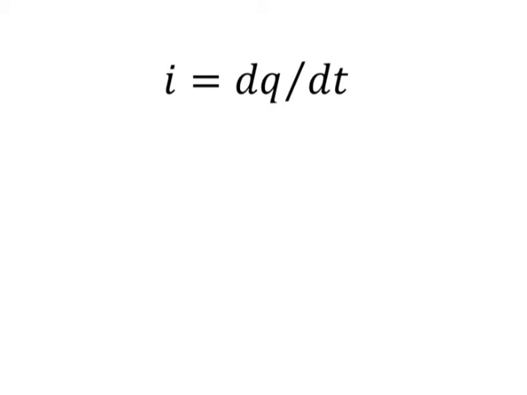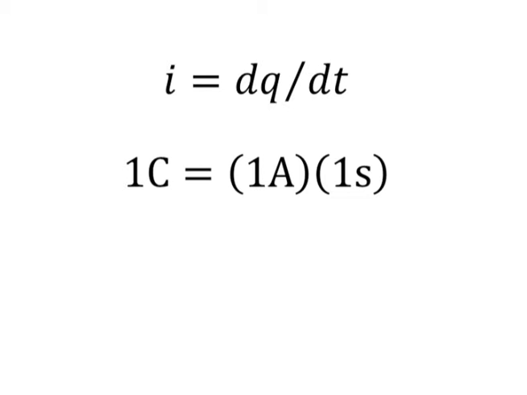We shall discuss current in detail in later lectures, but here let's just note that current I is the rate at which charge moves past a point or through a region, that is, I is equal to dq upon dt. Rearranging and replacing the symbols with their units, coulombs, amperes and seconds, we see that 1 C is equal to 1 A times 1 s.